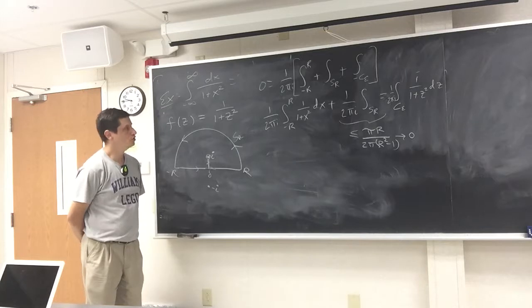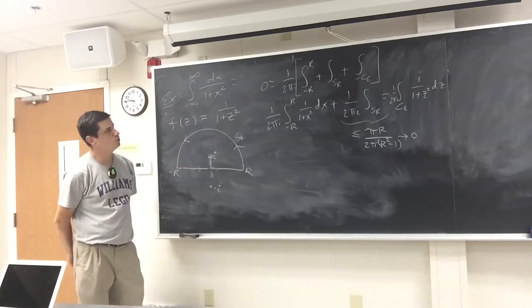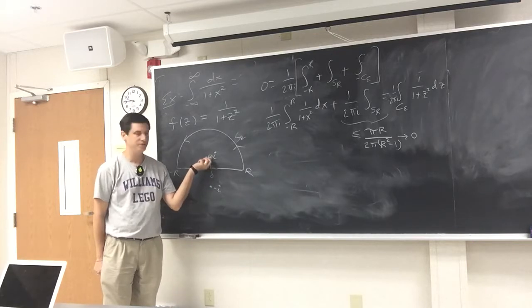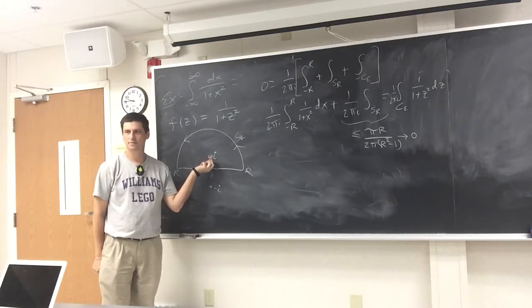Okay? So now we're just left with integrating the function 1 over 1 plus z squared about a circle of radius epsilon about the point z equals i. Okay?